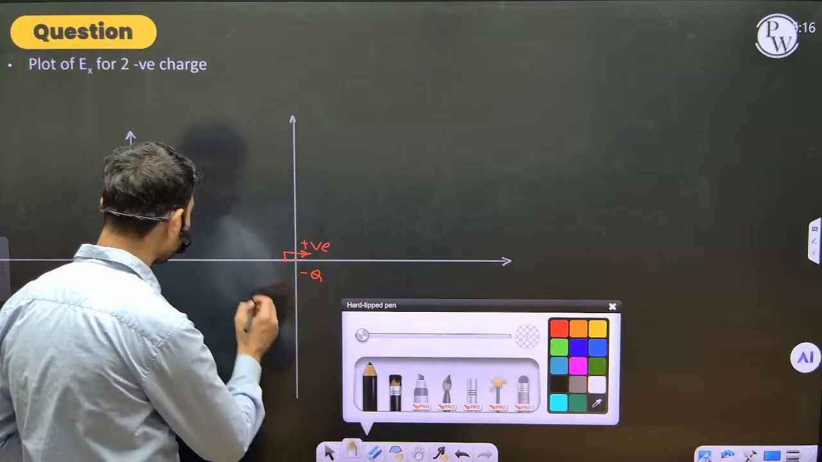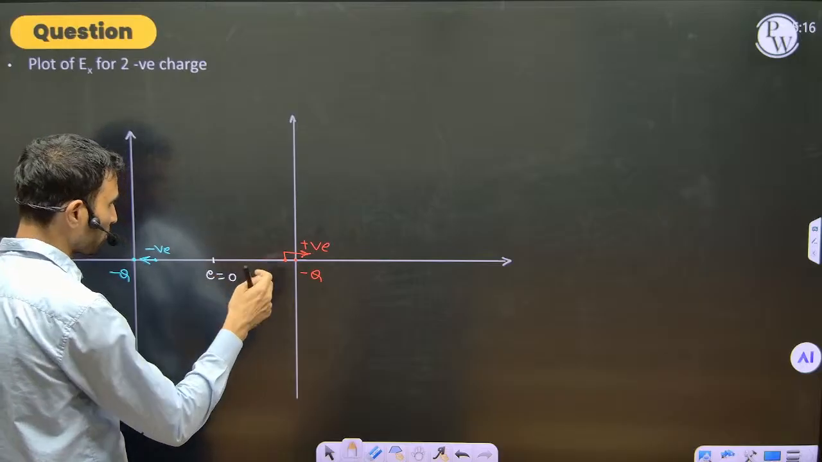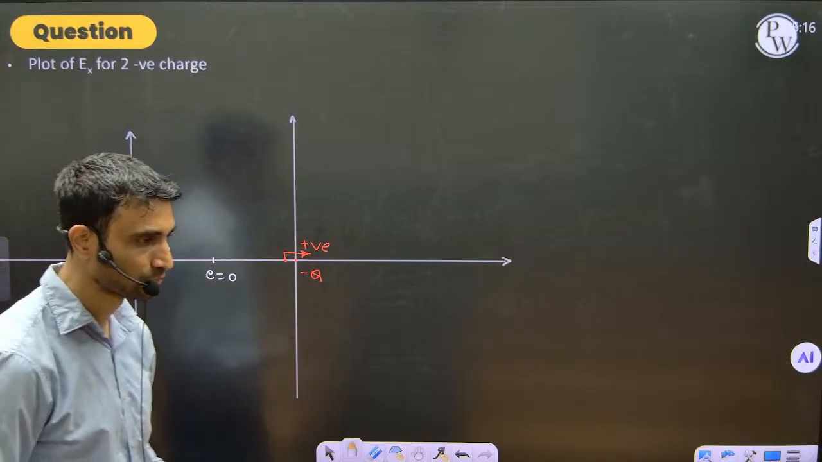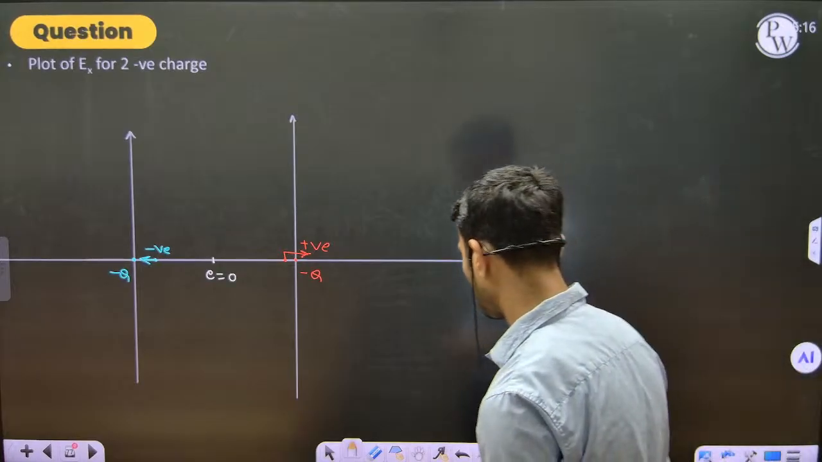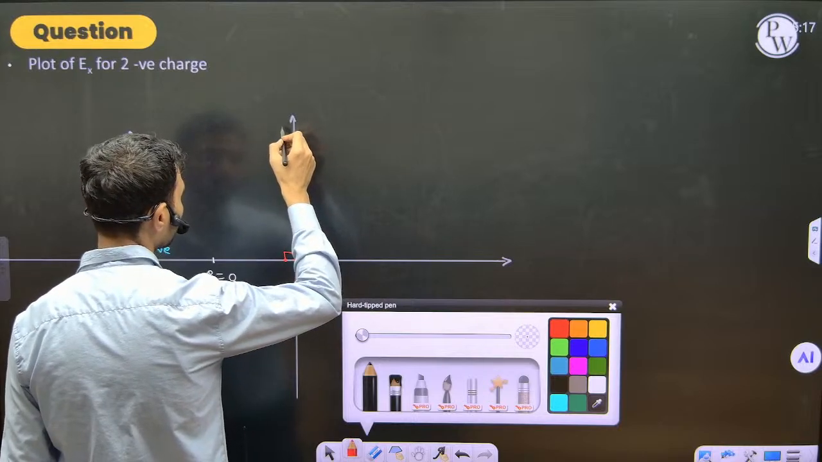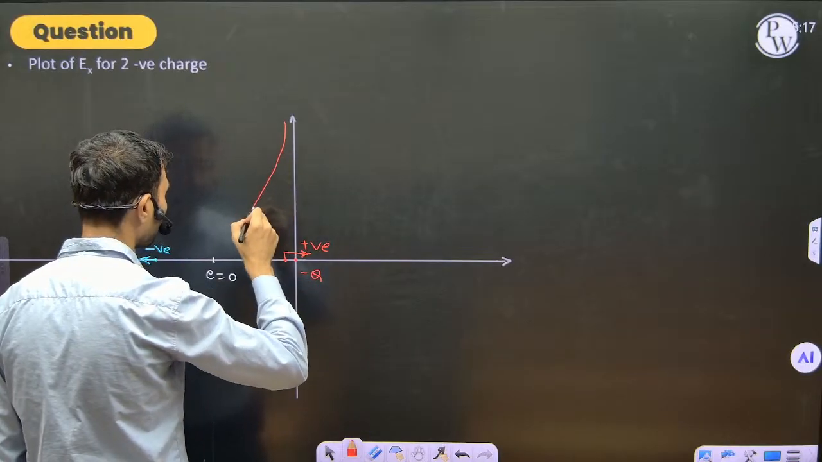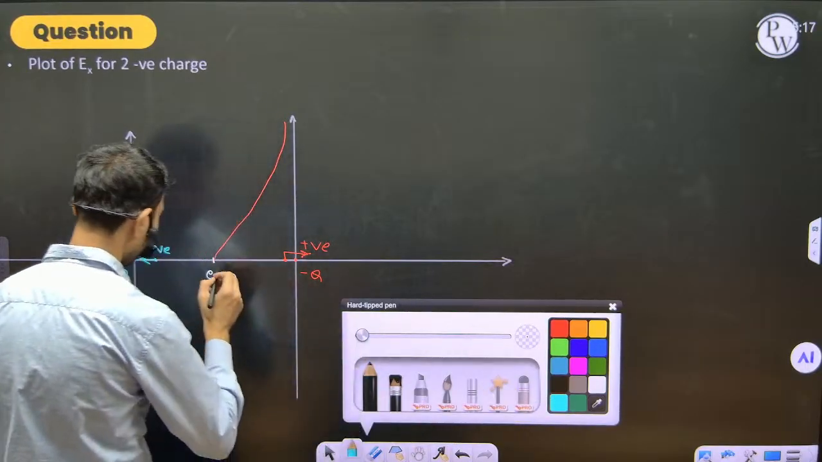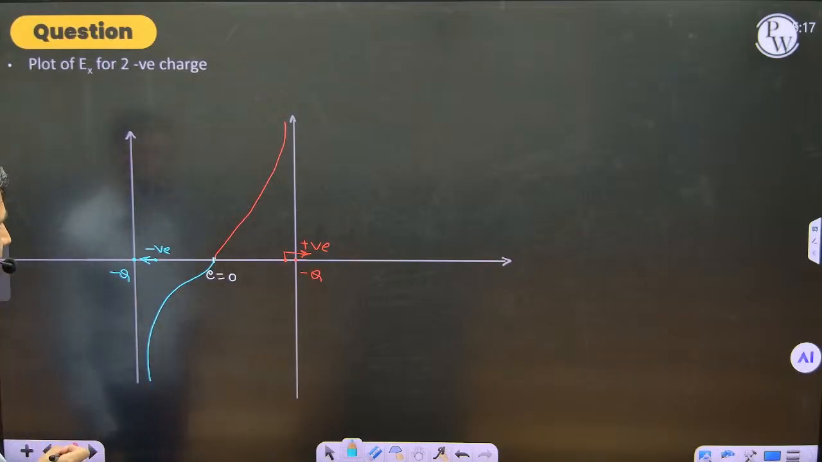And what will be the electric field at the center? Like here, what will be the electric field? The electric field will be zero because both of them will pull in opposite directions, right? So it will make the electric field zero at the center. And it will make it positive in the top direction, right? So it will start from here and go to minus infinity, like this. So this is how the graph will look on this side.